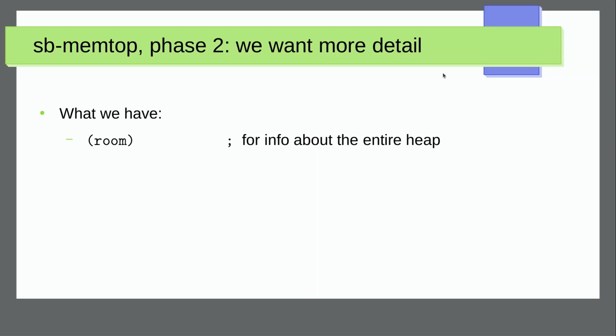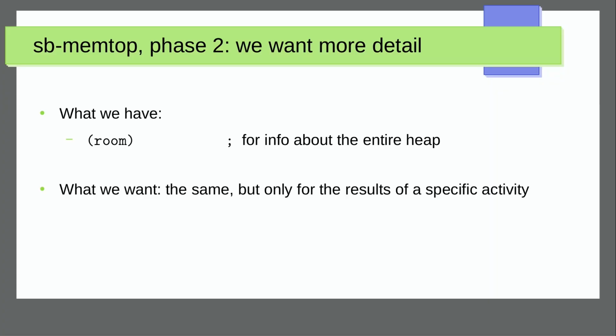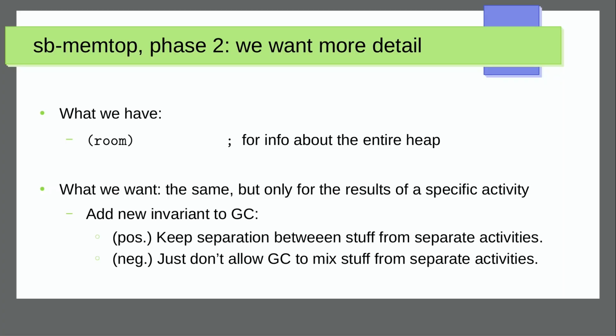But we want to see more detail. So what do we have about more detail? We have the Lisp level function room that gives us information about the contents of the entire heap. We want the same, but only for the results of some specific activity. So what do we do? SBCL is hackable, open source. We can add a new invariant to the garbage collector to keep separate stuff separate if it originates from separate activities, or in a different formulation, we just mandate the GC to not mix stuff together from different origins.